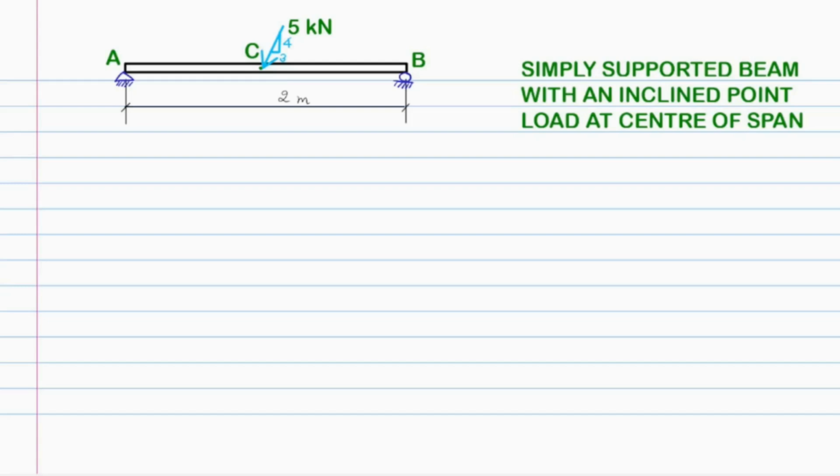We will first find the unknown reaction set up at the support points due to the inclined load, considering the entire beam in static equilibrium. The inclined load can be conveniently broken into two components, one vertical and the other horizontal.